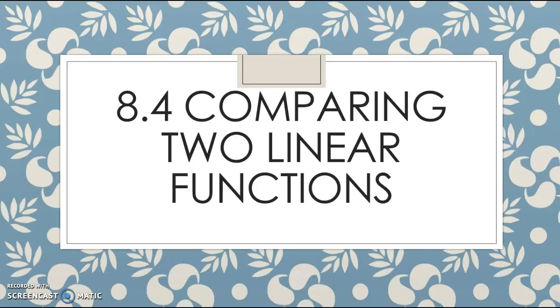So in section 4, we're going to be comparing two linear functions. So remember, when we compare numbers, we are looking for numbers that are greater, numbers that are smaller, slopes that are steeper, that are less steep, initial values that are bigger or smaller or greater or less than. Those are the types of things that we're doing here.